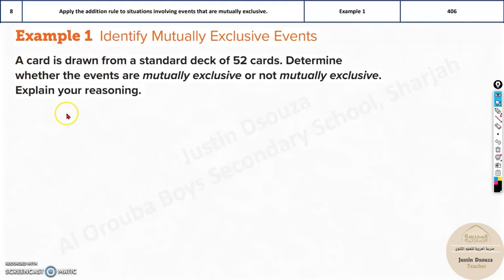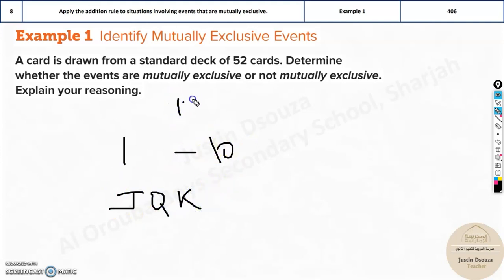Let's look into this problem because this is one of the best examples. Here, a card is drawn from a standard deck of 52 cards. Now, about cards, you might know there is ace, ace is considered as 1. There are number cards 1 to 10, and then there is jack, queen, and king. These are called picture cards. So in one suit, there is 13. There are 4 suits.